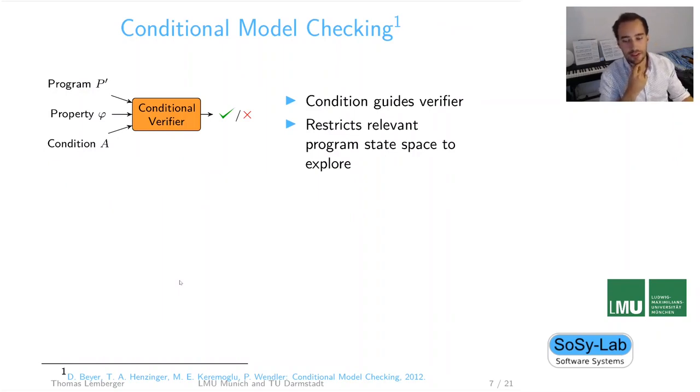These conditions are based on an existing concept called conditional model checking. And the idea of conditional model checking is that you don't just get a program and a property, but also a condition that guides the verifier. So a conditional verifier that understands this condition can then use it during the verification run to only look at those program parts that the condition deems interesting. So the condition restricts the relevant state space of the program.